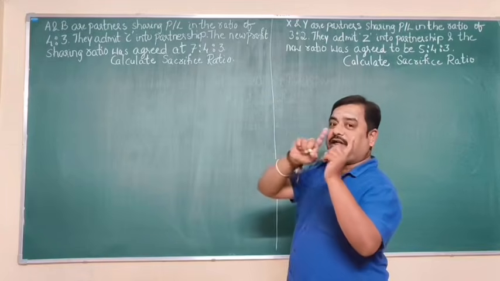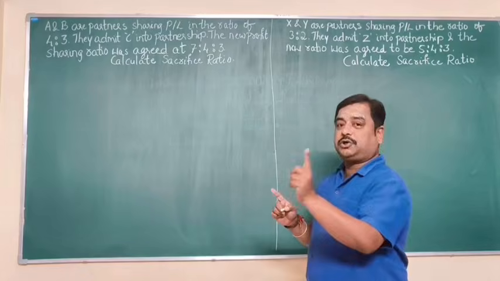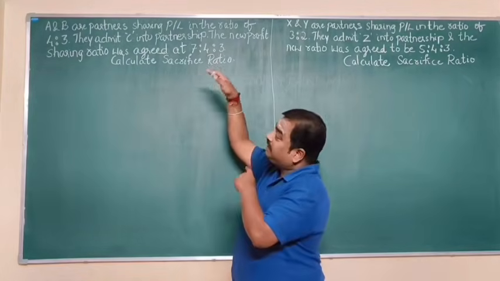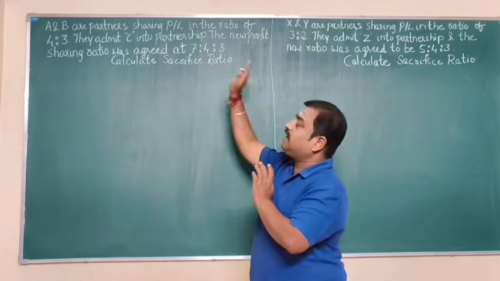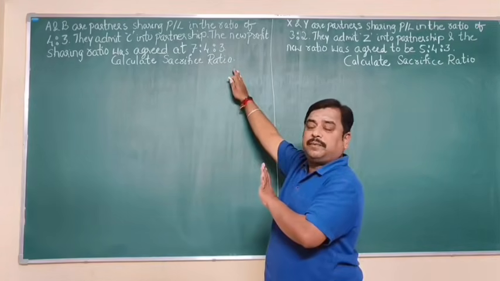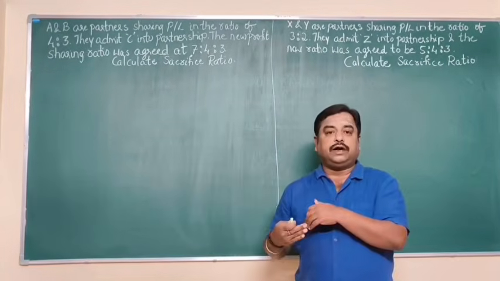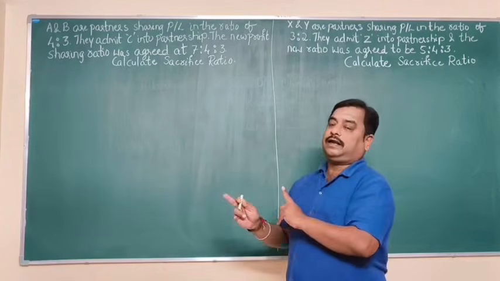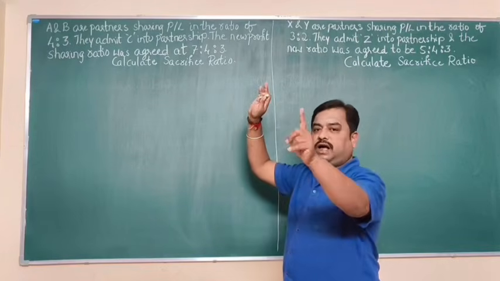If you have seen my previous video on calculation of NPSR, there they used to give the old ratio and the new partner's share, and they used to ask us to calculate the NPSR. But in this problem, they have given the old ratio as well as the new ratio. They are asking us to calculate the sacrifice ratio. Whose sacrifice ratio? Even though it is not mentioned in the question, you should know that when a new partner is admitted into the firm, it is always the old partners who sacrifice towards the new partner. So we have to calculate the sacrifice ratio of the old partners.